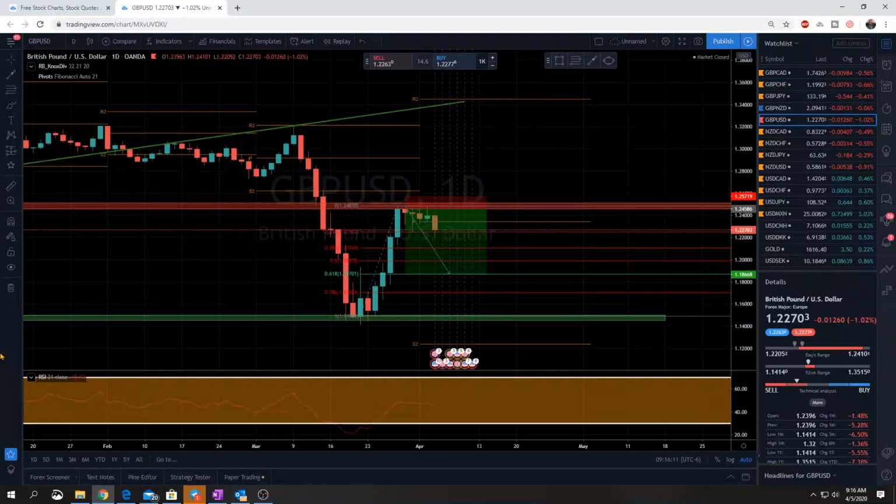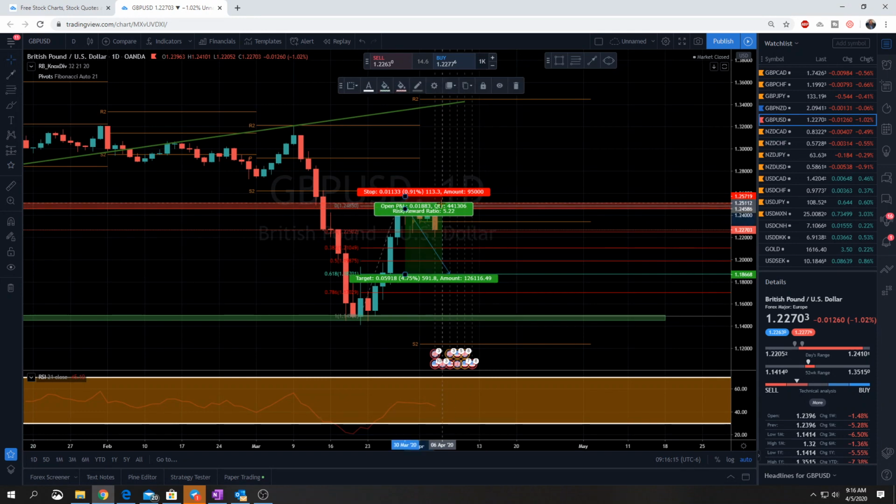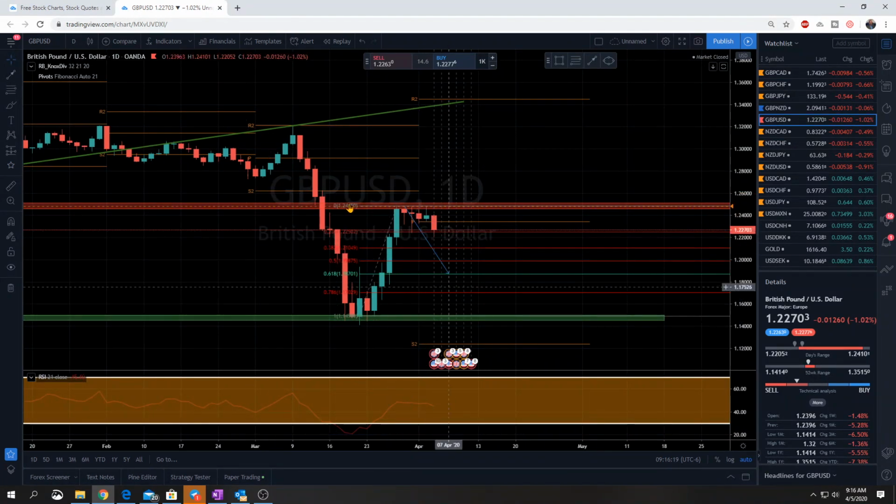Okay, we're on British pound, US dollar. So I still think we got some downside on this. I closed the trade before non-farm payroll or right after it.